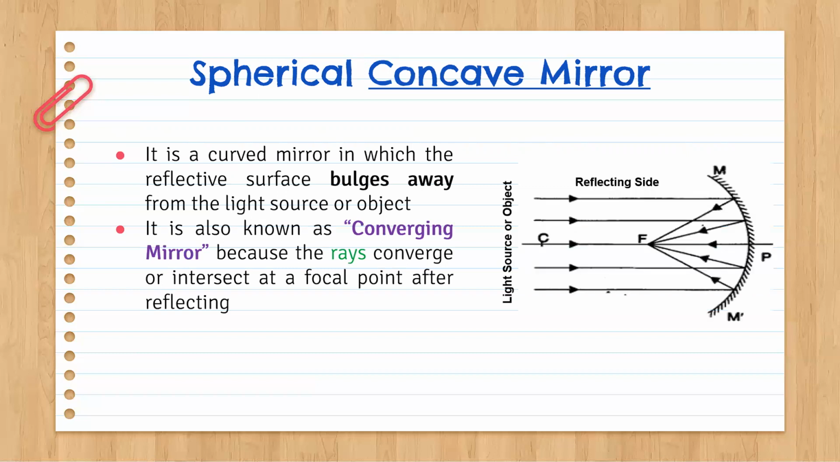As you can see on the picture on the right, we have a light source or object and the mirror bulging away from that light source. The rays, represented by a solid line with an arrowhead, upon reflecting on a mirror, converge to a single point or to the focal point, hence the term converging mirror.